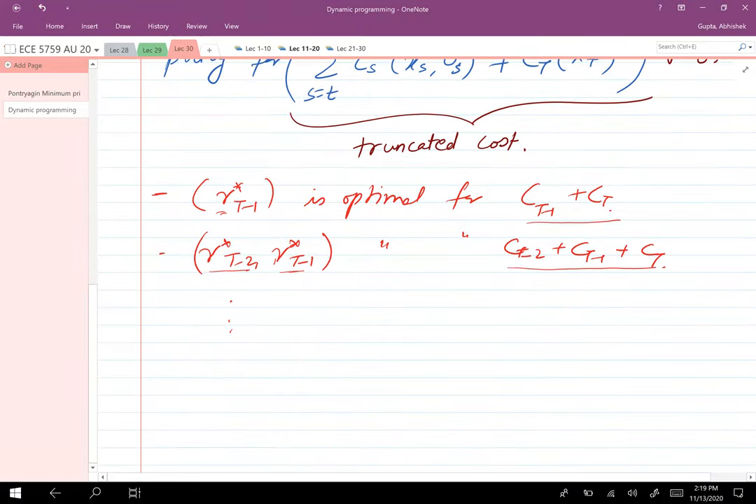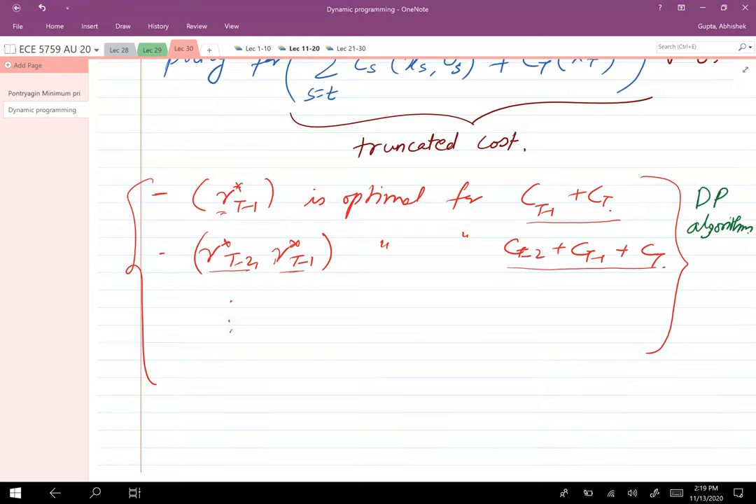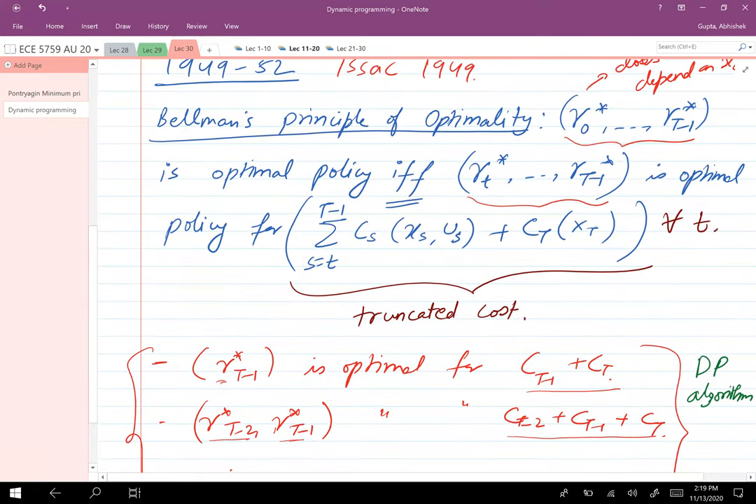Okay. So now this algorithm, this recursive algorithm, is known as the dynamic programming algorithm, DP algorithm. It has different names in different books or papers. Someone will call it backward induction algorithm. Someone will call it dynamic programming algorithm. Some people call it Dijkstra. If you're using it on a graph, then it's called Dijkstra algorithm in computer science. All of these algorithms are essentially stemming from Bellman's principle of optimality.